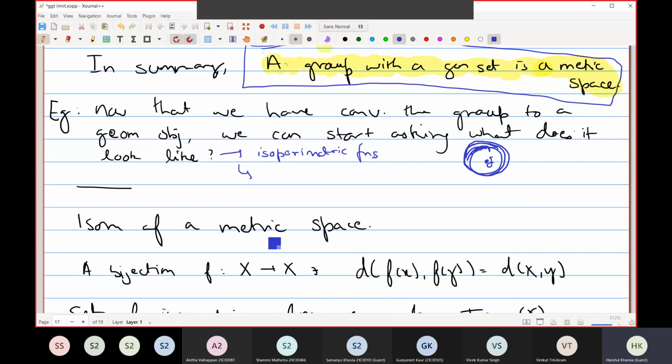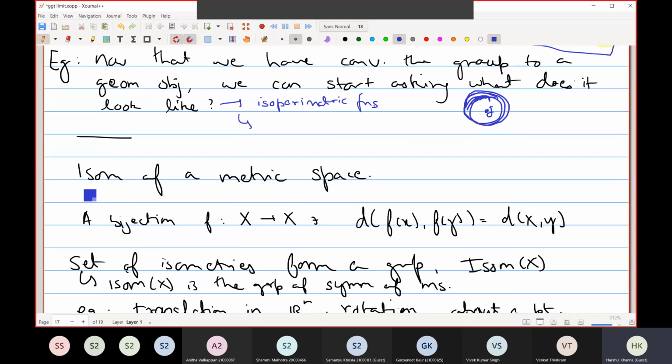Now, as before, continuing our theme, we mentioned the geometric object. We look at its symmetries, isometries here. Isometries of a metric space are basically a bijection which preserves the distance, which preserves the structure, that is, f from X to X, a bijection such that the distance between f(x) and f(y) is the same as the distance between x and y. So the set of isometries forms a group, and we denote it by Isom(X), isometries of X. And this is a group of symmetries of a metric space.